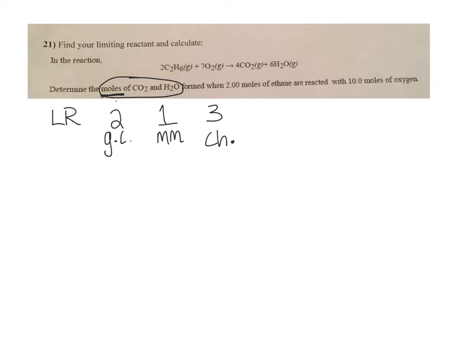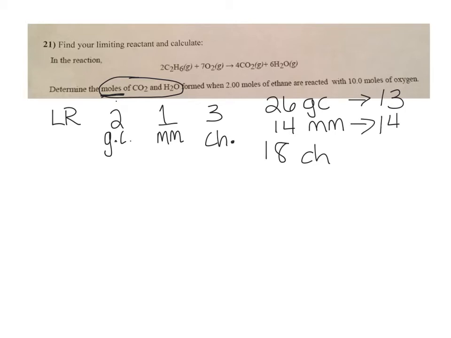Then if I tell you that you have 26 graham crackers, you have 14 marshmallows, and you have 18 chocolates, right? You want to determine how many can you make of each. So if you have 26 graham crackers, you're seeing that you can divide it by 2, and you would have 13 s'mores possible. 14 marshmallows gives you 14 s'mores possible, and 18 chocolates would give you 6 s'mores.